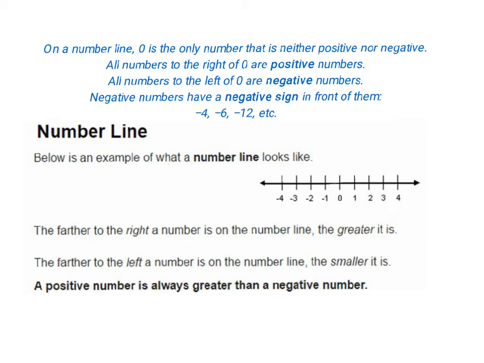So here's our number line. If you have a number and another number that is to the right, that second number is going to be greater. If your second number is further to the left, then that's going to be smaller. And a positive number is always greater than a negative number.